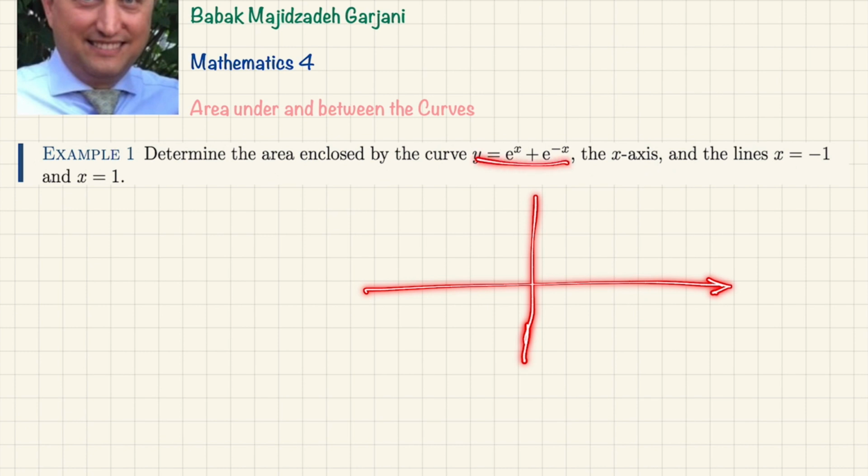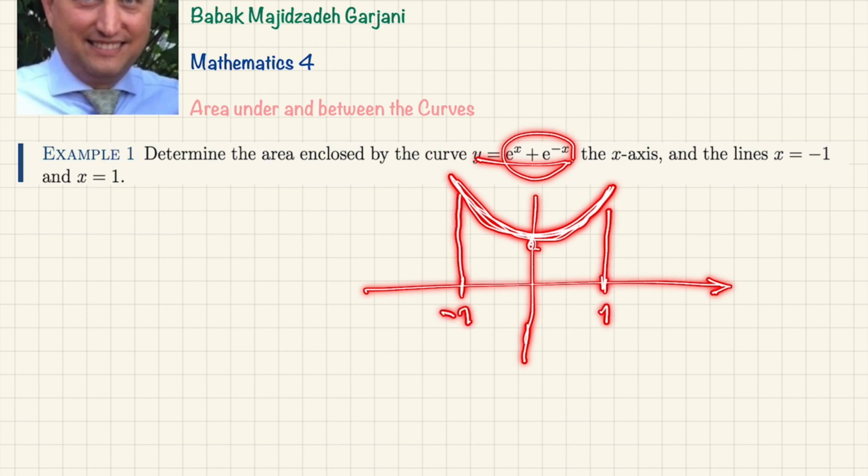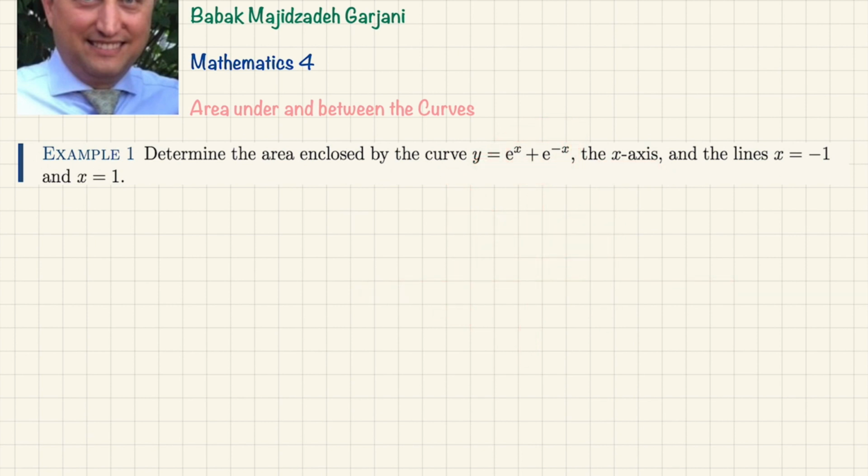But for example, assume that you draw the graph, it would be something like this. It's not a parabola, it's 2 times a function called cosine hyperbolic function. The graph seems similar to a parabola, but it is not. And then I have x equals -1, x equals 1, so it means that I want to find this area. It's mentioning that the area enclosed by this curve, the x-axis, and 2 vertical lines, x equals -1 and x equals +1. Of course, if you draw the graph, it's easier.